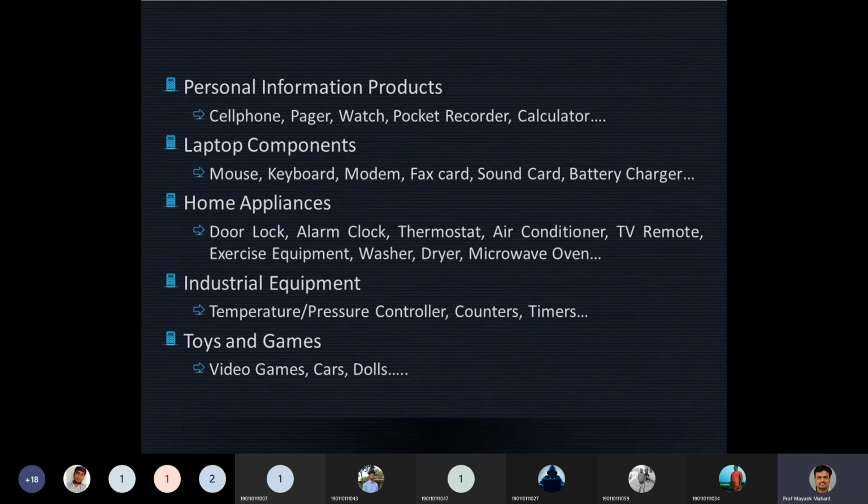You can also find microcontrollers in your toys and games such as video games, cars, dolls. I think all of you would have heard about a talking doll. You can talk to the doll, and the doll will respond to your questions, such as what is your name, what are you doing. It is only because of the existence of a microcontroller in it.